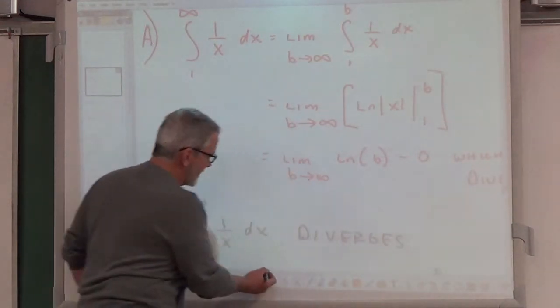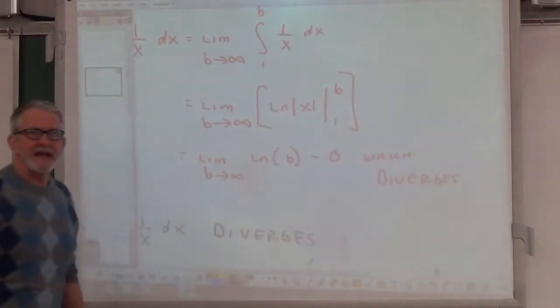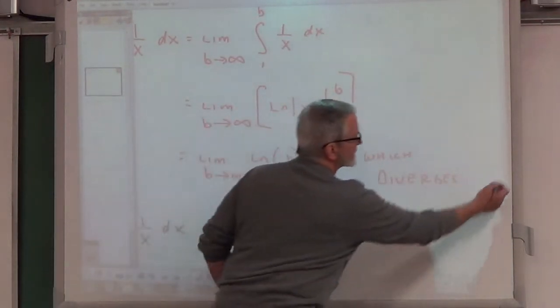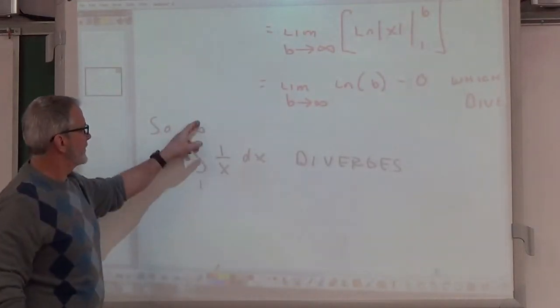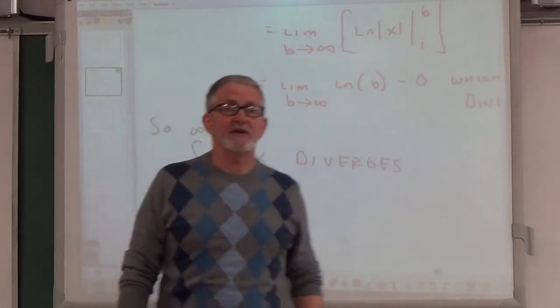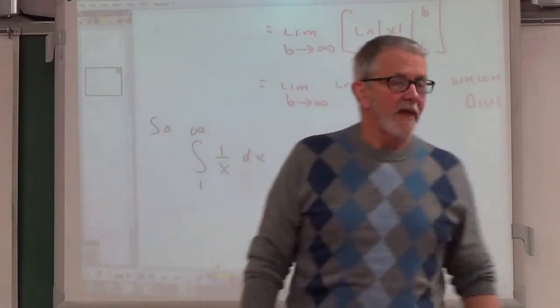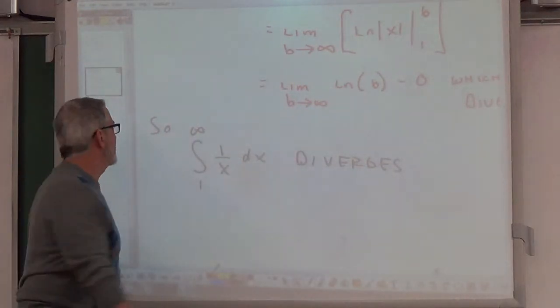So this limit diverges, therefore this particular improper integral from 1 to infinity of 1 over x dx diverges. We've done that. That's a very simple improper integral that we certainly have looked at before. Let's look at example number 2 of improper integral.